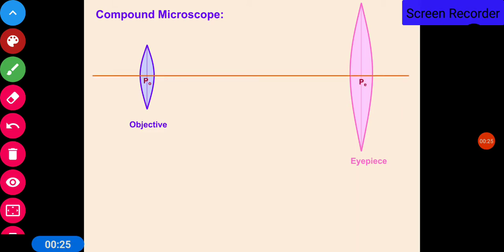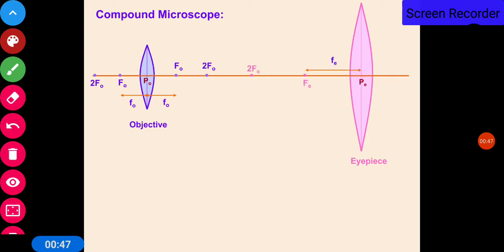Let this be the principal axis. Let F0 be the focus of the objective, the principal focus, first focus and the second focus. Now the distance of the focus from the optical center is denoted by the letter F0.